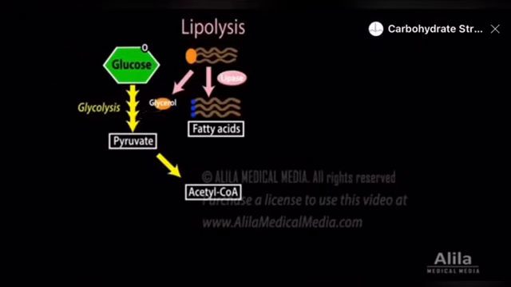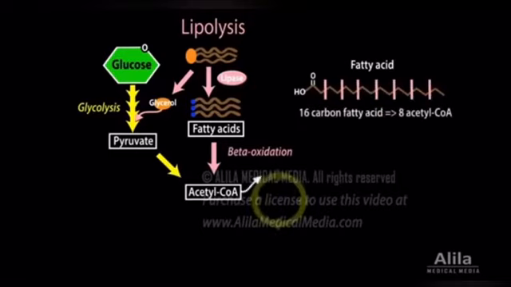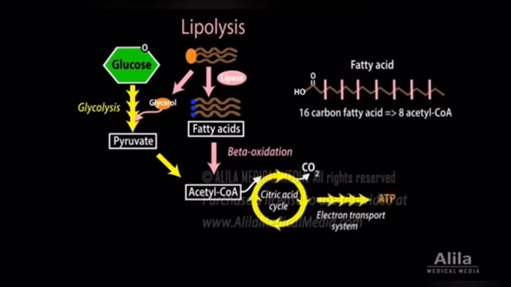Glycerol is converted to a glycolysis intermediate, while fatty acids undergo beta oxidation to generate acetyl-CoA. Each round of beta oxidation removes 2 carbons from the fatty acid chain, releasing 1 acetyl-CoA, which can then be oxidized in the citric acid cycle. Beta oxidation also produces several high-energy molecules, which are fed directly to the electron transport system. Fats yield more energy per unit mass than carbohydrates.